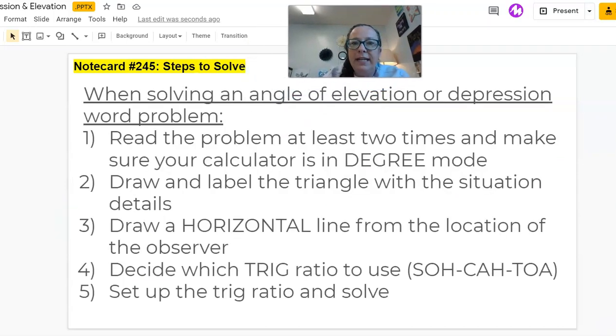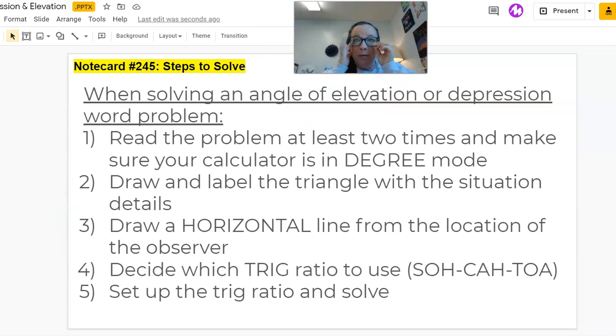I wanted to give you some steps for solving these word problems because there's going to be a lot of words, a lot of stuff happening. Here are your steps. Read the problem at least 2 times and make sure that your calculator is in degree mode.